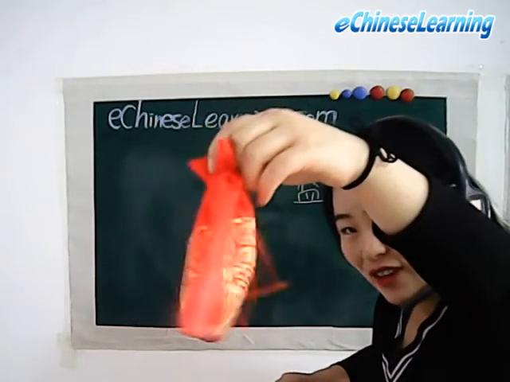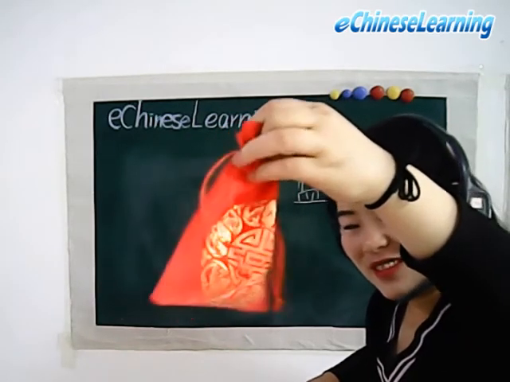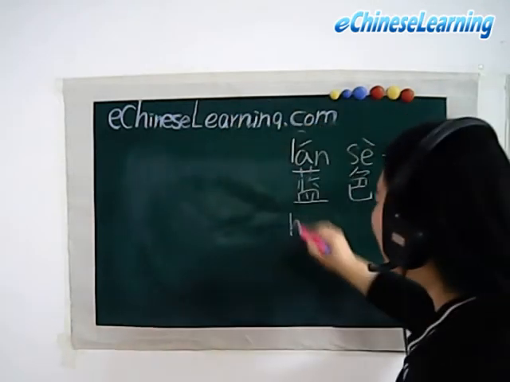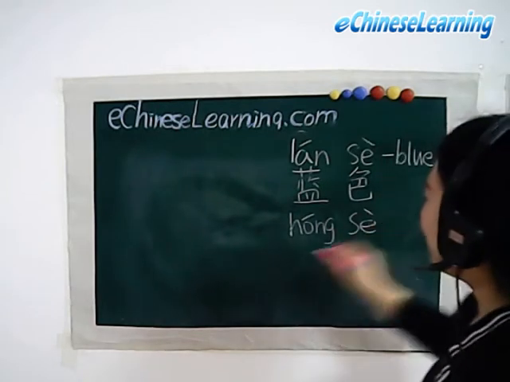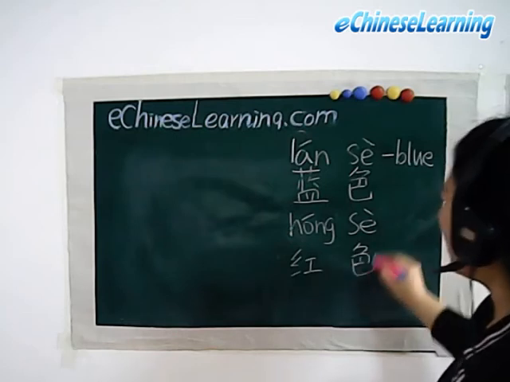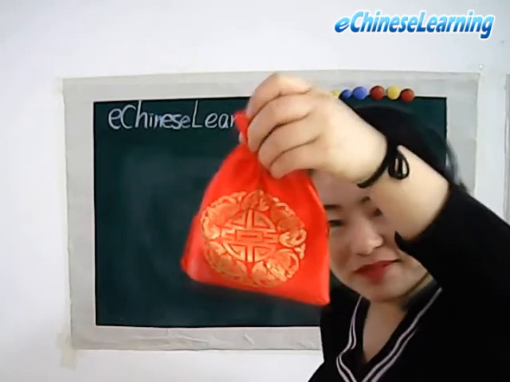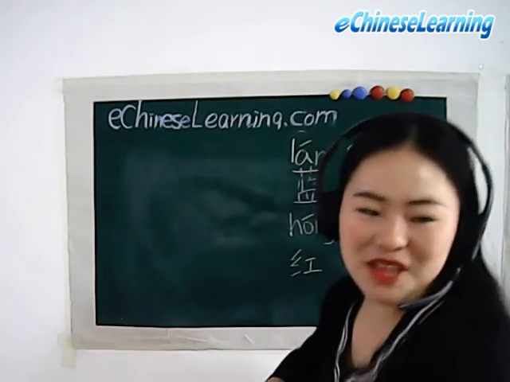The second one I show you here. What's this color? Yes, right. I write here for you. It's 红色. Can you see that? Yeah, very good. It's 红色. That means red. 红色. Do you like 红色? Okay. Do you have something that is 红色?